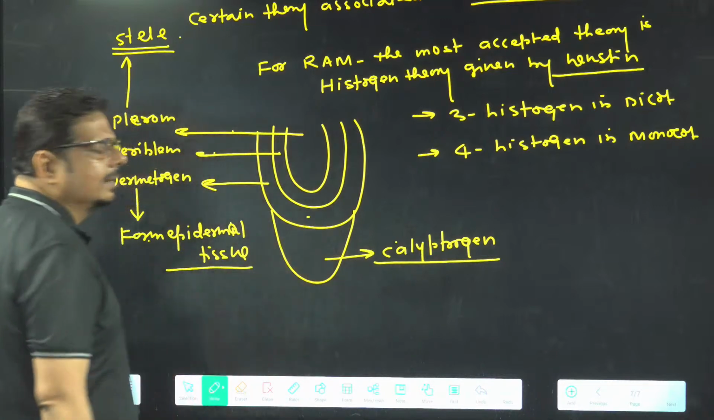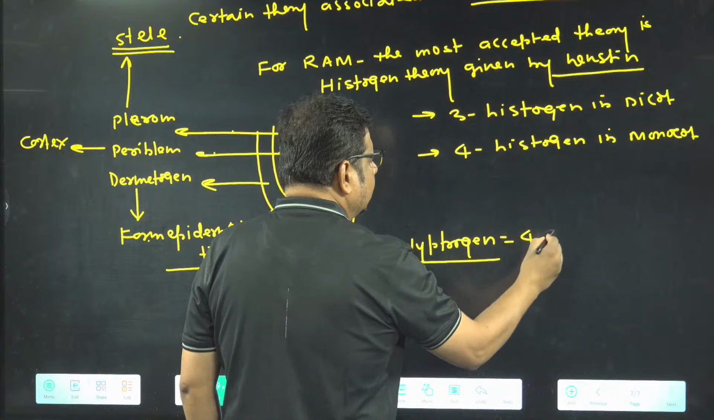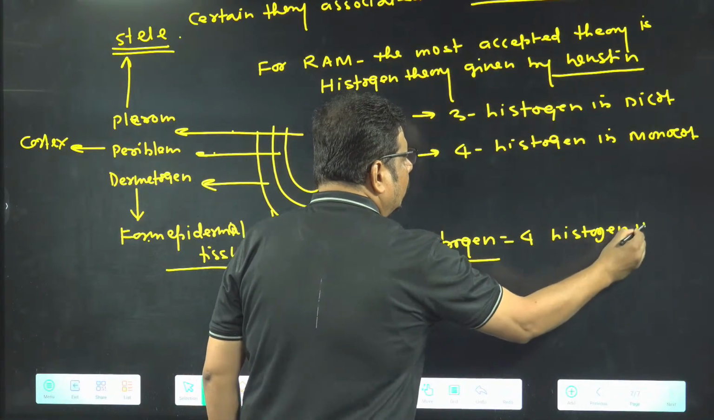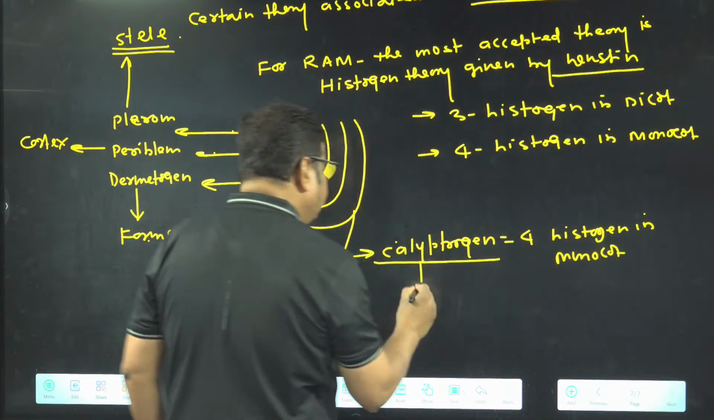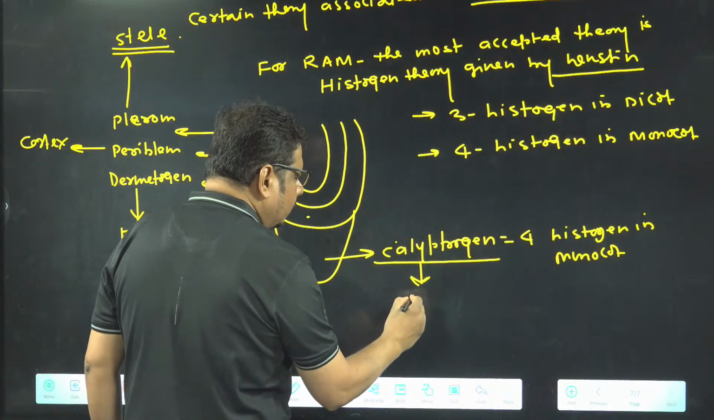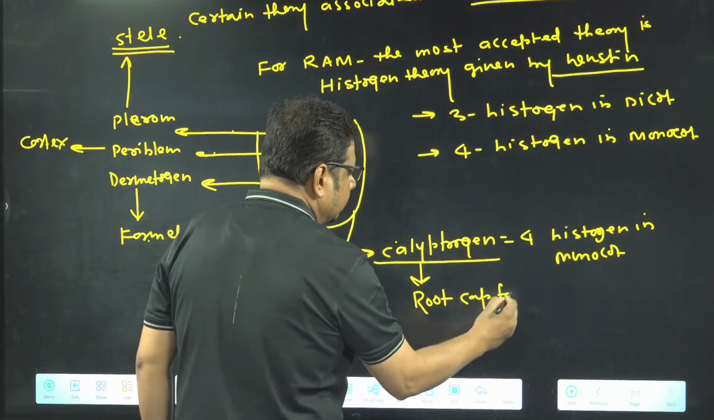That is called which one? Calyptrogen. Calyptrogen is the fourth histogen in monocot. And these calyptrogen are responsible for root cap formation.